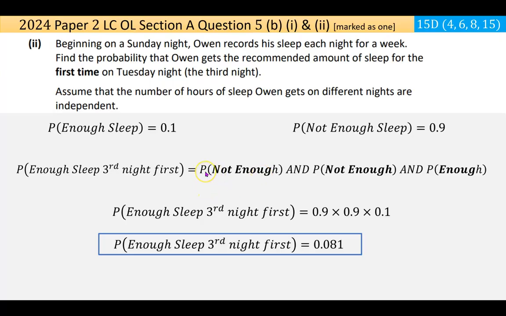The probability on the first night he's not getting enough, and the second night he's not getting enough, and only on the third night is he getting enough. The word and means multiply. So that's the trick here. We multiply 0.9 by 0.9 by 0.1. It's only getting enough sleep on the third night. And that gives us an answer when you multiply them together of 0.081.